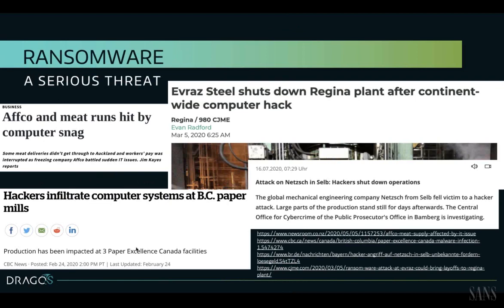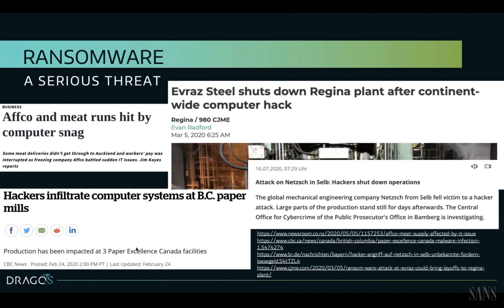An attack in Germany, global mechanical engineering company Netsch, was also a victim of a ransomware attack, and the production was disrupted for days. And then in Canada, again, unfortunately, Paper Excellence also had ransomware attacks that disrupted their paper mills, disrupted their plants and manufacturing operations. So this is just all from this year. And there are a number of other examples that you can use here.